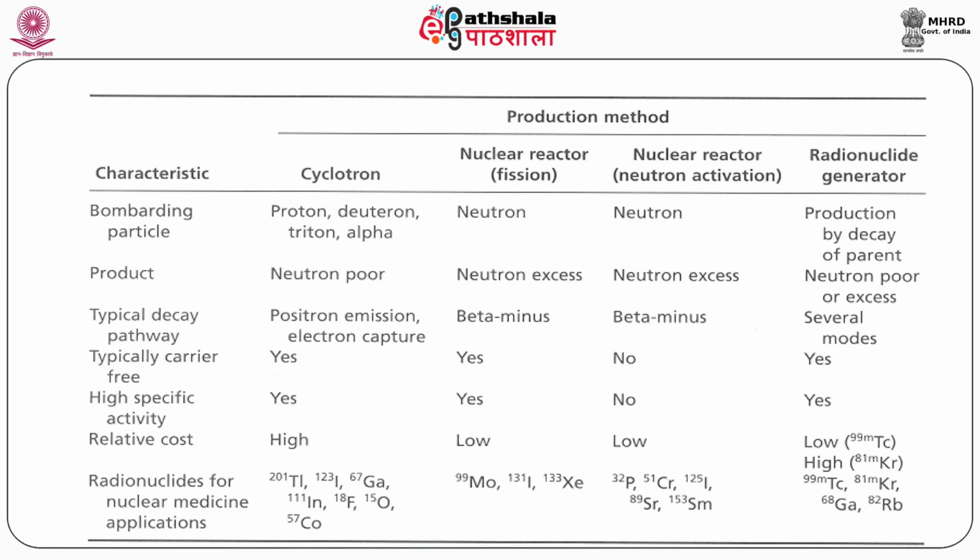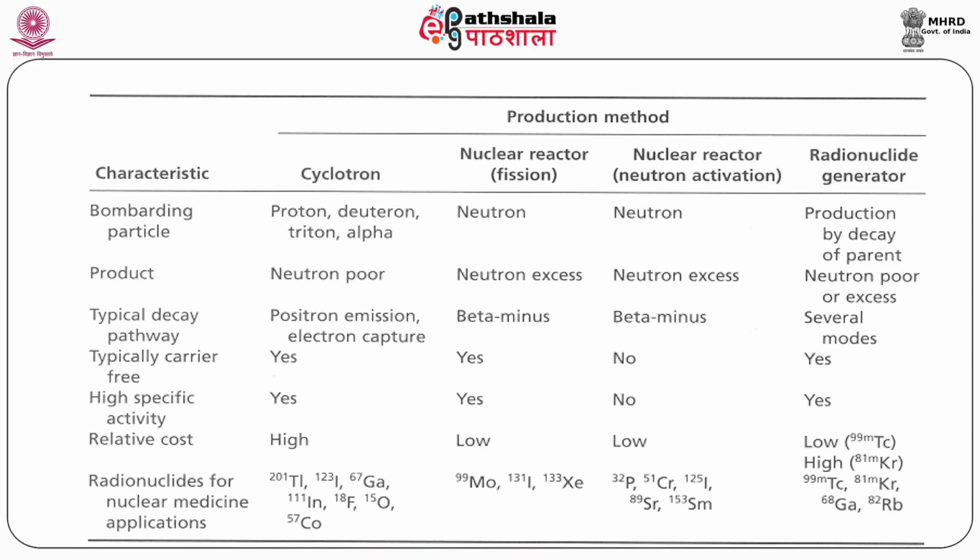Cost, if you see, cyclotron is a very costly mode, whereas reactors are there for research purposes. We are able to produce these different radionuclides, but these reactors are not commissioned only for production purposes. In case of fission, some radionuclides are produced which can be separated out for medical purposes.